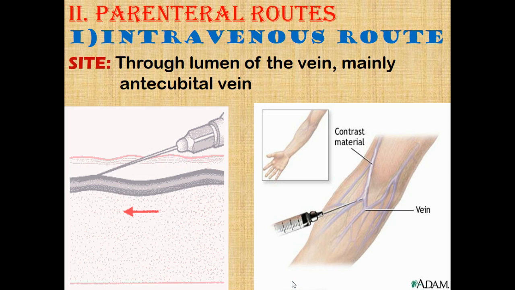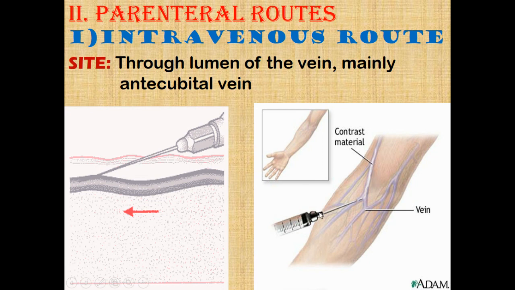Here parenteral routes means we are administering the drug into the systemic circulation by some other way. Here the drug directly enters the systemic circulation. But in the first case, it goes across the membranes and enters. Okay, that's why they are parenteral routes. The first one is the intravenous route, through the lumen of the vein, mainly the antecubital vein. This is the way we administer the intravenous route.